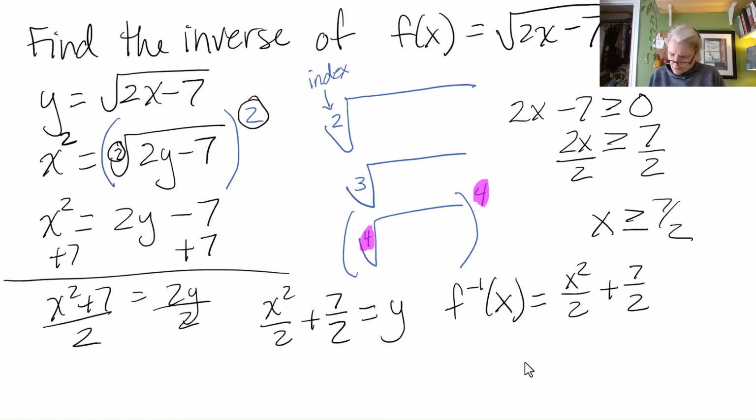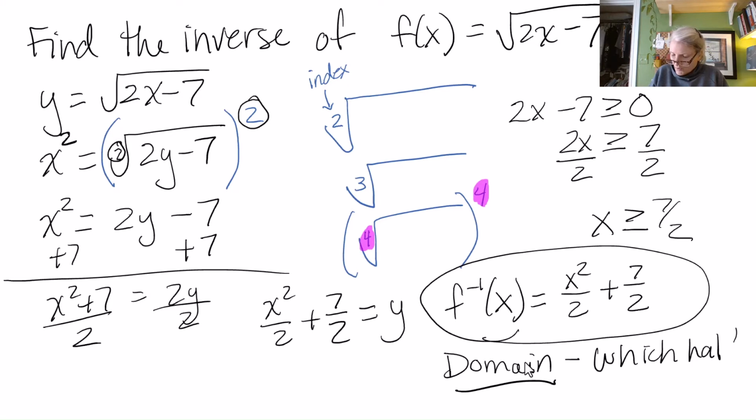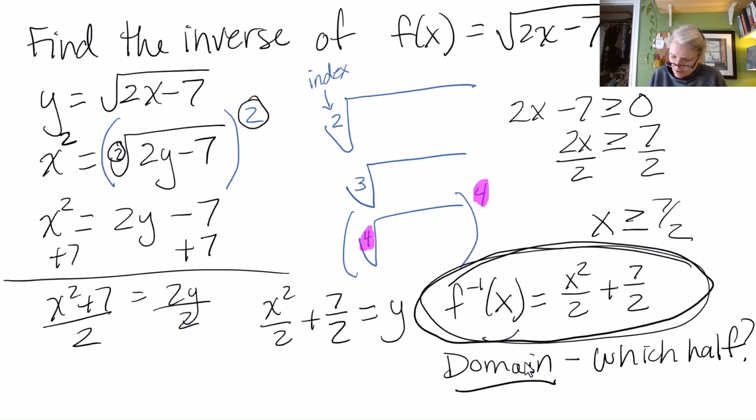But then they're going to ask for a domain for this. You're like, what do they mean, domain? Well, remember, when you find the domain for a quadratic, which when you graph it as a parabola, you have to cut it in half. And so you find the inverse for one half or the other half. So if they're asking about the domain for your inverse, they're asking you which half of this quadratic, this parabola, are you talking about?